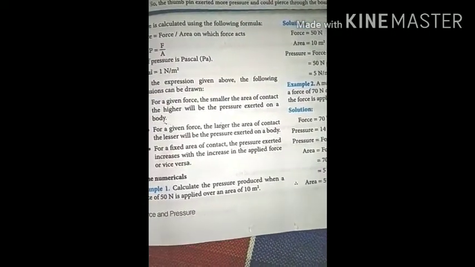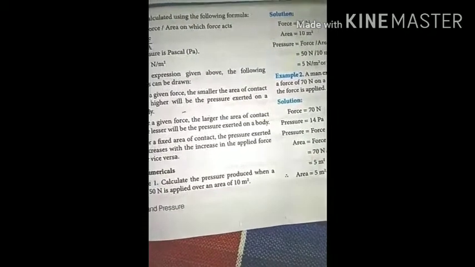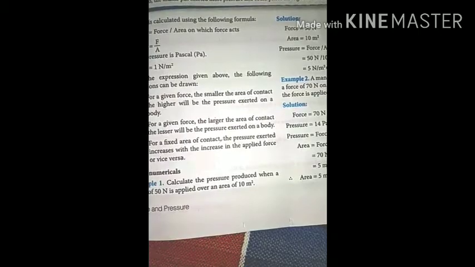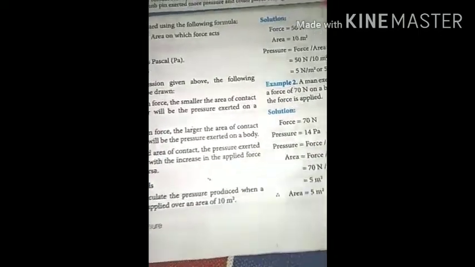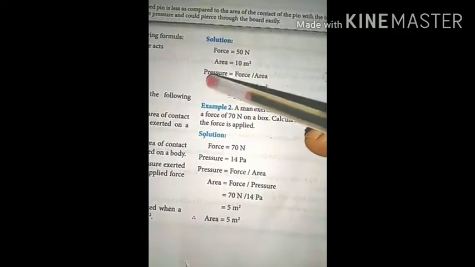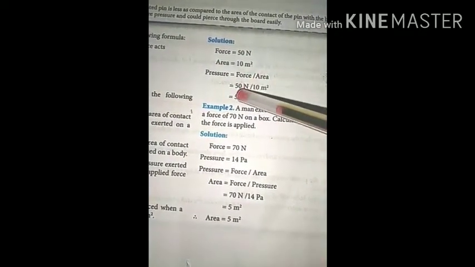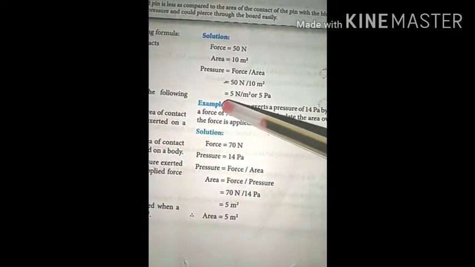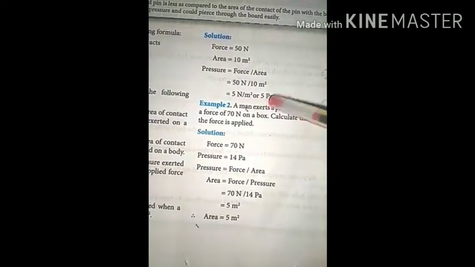Now, numerical problems. Calculate the pressure produced when a force of 50 Newton is applied over an area of 10 meters square. Here, force is equal to 50 Newton, area is equal to 10 meters square. So pressure is equal to force by area. That is 50 Newton by 10 meters square. If we divide 50 by 10, we get 5 Newton per meter square or 5 Pascal.